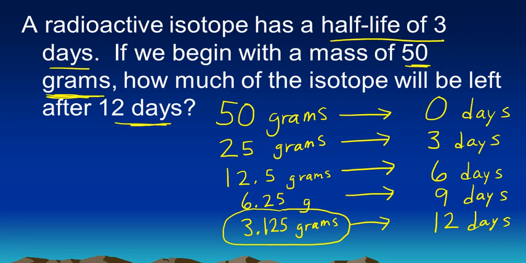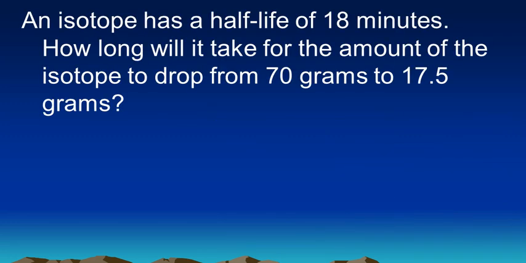Let's try another example. This one is a little bit different. This one says an isotope has a half-life of 18 minutes. How long will it take for the amount of the isotope to drop from 70 grams to 17.5 grams? Well, once again, we do the problem the same way. We start with a diagram. We start with 70 grams, because that's what's mentioned to us at time 0. And so we always start at time 0. So we have 70 grams at 0 minutes.